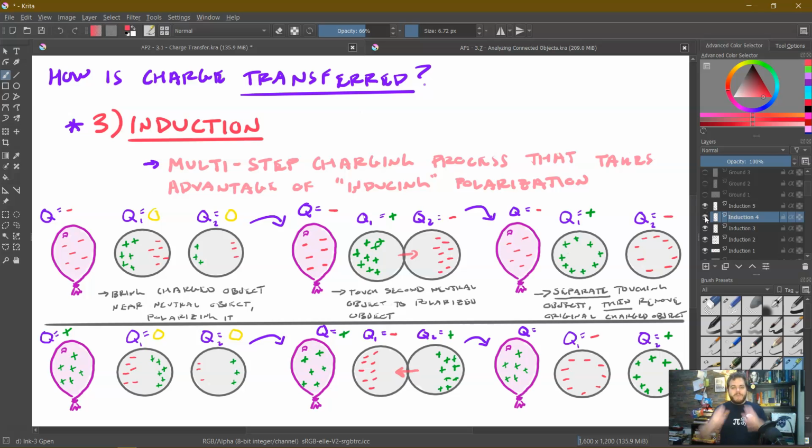And now we separate the two objects. And when we separate the two, well, now we have all negatives trapped over here, positives trapped over here, or on the flip side, negatives trapped over here and positives over here. Now this is really, really crucial. We separated the objects before we removed the balloon. Because if I had moved the balloon away, well then the charges would just rebalance themselves and they would go back to being electrically neutral. So we have to separate them before getting rid of the charged object.